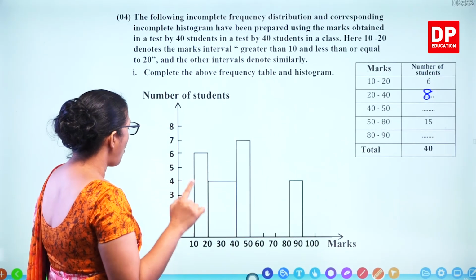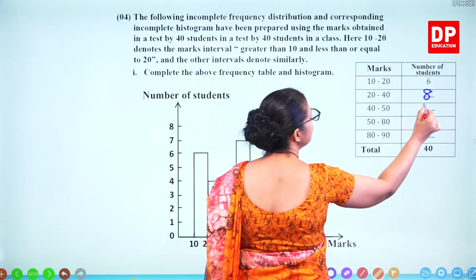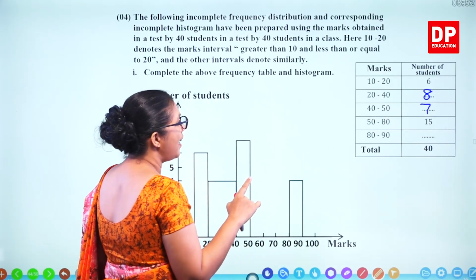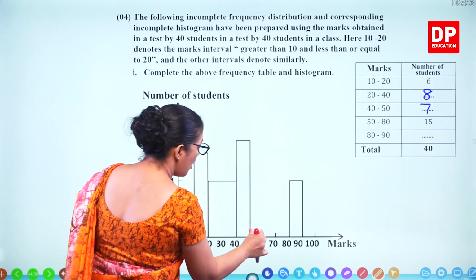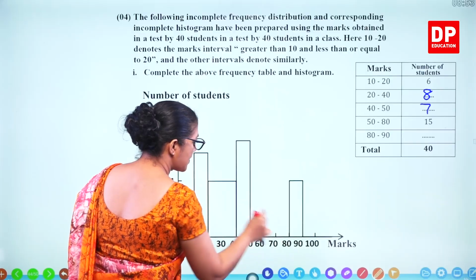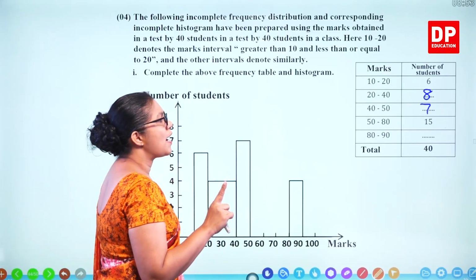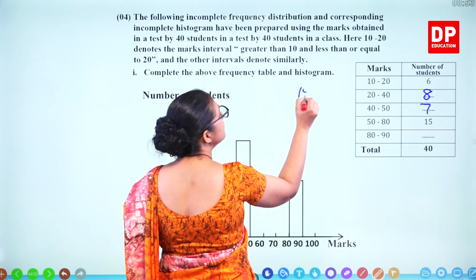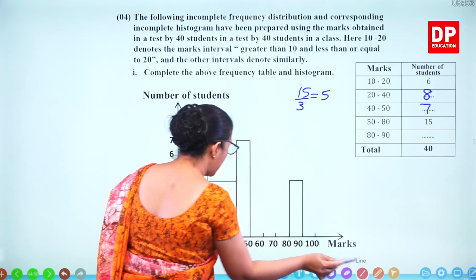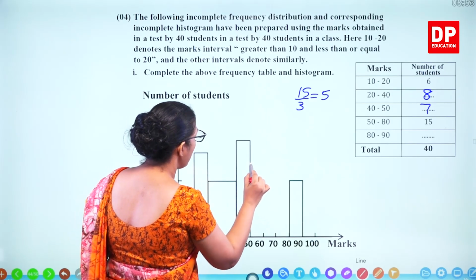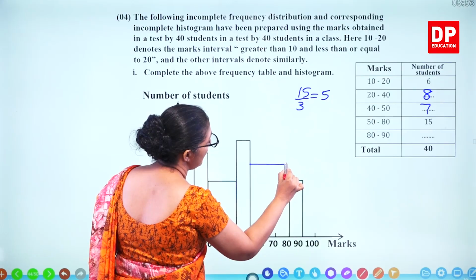And the other bar 40 to 50 already given. That's 1 bar. This is 7. And 15 given. 15 for 50 to 80. 3 bars are there. So you have to divide by 3. So 15 divided by 3, you get 5. So you have to draw the line along 5 here. So here like this.